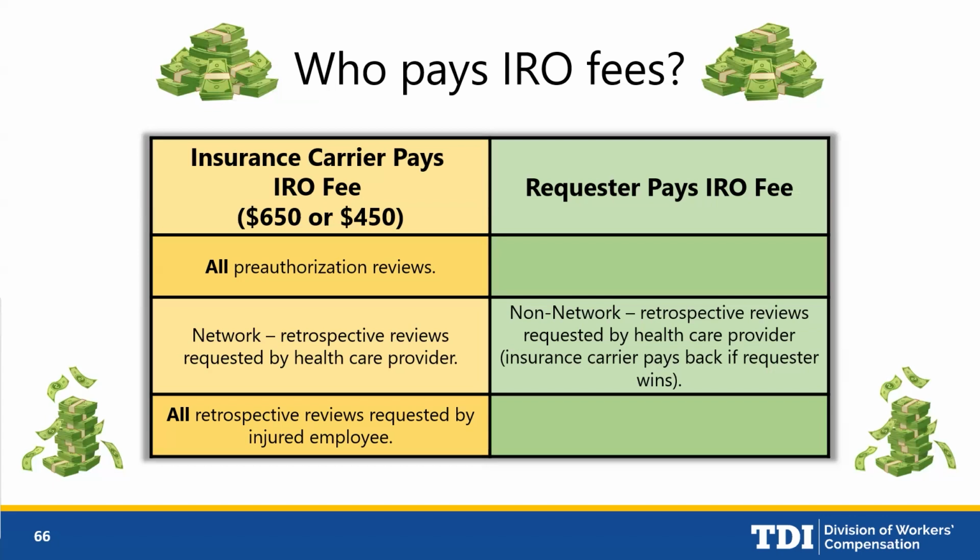On the right-hand side, the green side, is when you have to pay the money. And these are for non-network injuries, retrospective reviews. That means the healthcare provided didn't need pre-auth, you provided it, and then the carrier denied for medical necessity on the back end. Those are the ones where you're going to have to pay the IRO fee up front. If you win, you get your IRO fee back and payment on that service. So let your healthcare providers know, in most cases you're not paying the IRO fee upfront. You, as in the healthcare provider requesting the pre-authorization and the IRO.